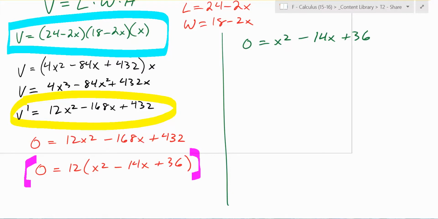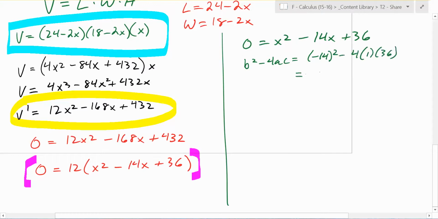Unfortunately, what do you need to use to solve this? Quadratic formula. Yes, and here's what I do not want you to do at this point. Everybody heads up. Don't just write the quadratic formula. I want you to do the discriminant first. Do you remember what the discriminant is? It's everything under the radical, b squared minus 4ac. So that's going to be negative 14 squared minus 4 times 1 times 36.